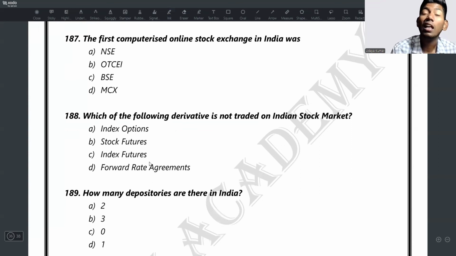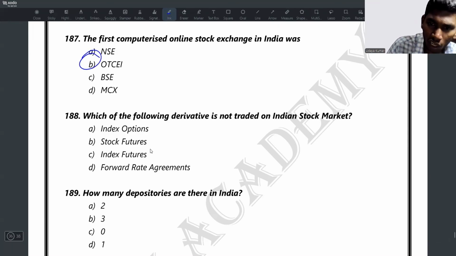The Over the Counter Exchange of India, which is OTCEI, established in 1990, which we have discussed in the theory part. It was the first computerized and screen-based stock exchange in India. Clear? It was created to provide small and medium-sized companies with an exchange for trading. Okay. Moving to question 188.